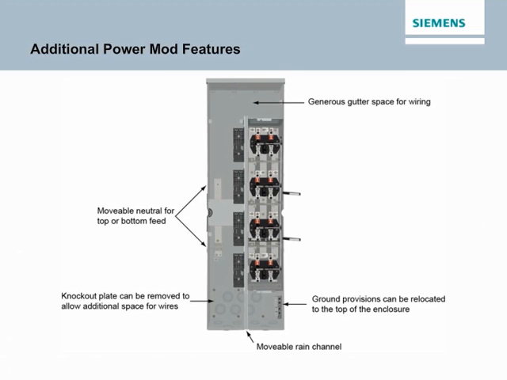PowerMod has many features designed to speed installation and provide the contractor with maximum flexibility. For example, generous gutter space, removable knockout plate, movable ground and neutral provisions, and hinged rain channel simplify wiring.